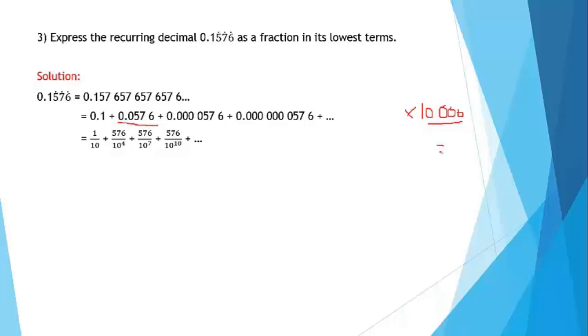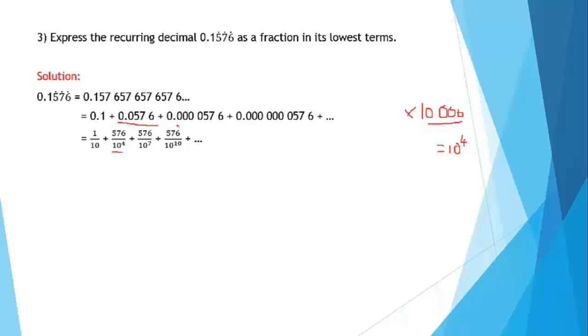So 10,000 is equivalent to 10 to the power 4. So we times the number by 10 to the power 4 and we divide by 10 to the power 4. So if we times the number 0.0576 by 10 to the power 4, we get 576. So the opposite needs to be done, so that we divide it by 10 to the power 4. That's what we have got as the denominator here.